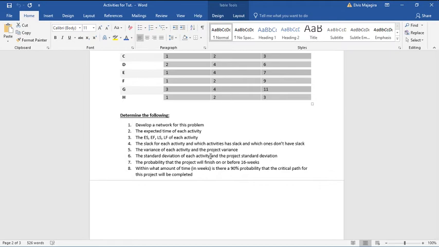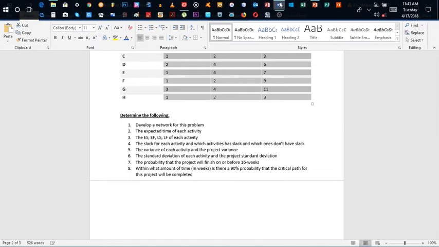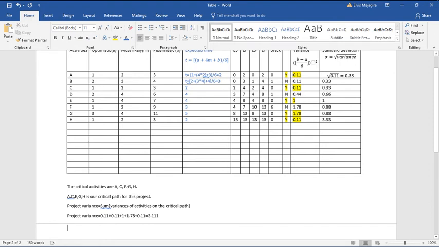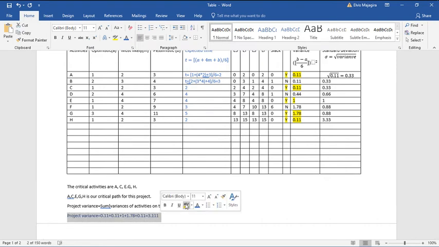The second part of question 6 is the project standard deviation. Now, to find the project standard deviation, it's not going to be like we did for the variance. We are not going to add the standard deviation of the activities on the critical path. No, that's not going to happen. The standard deviation for the entire project is going to be the square root of the project variance. This is the project variance right here.